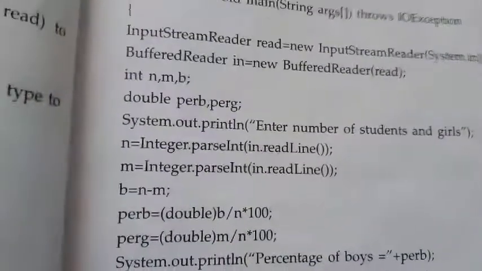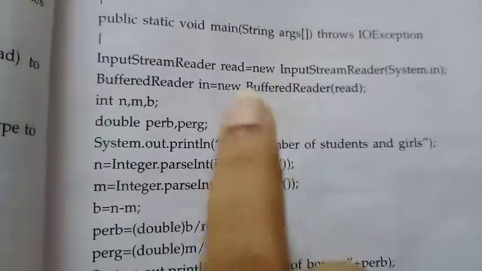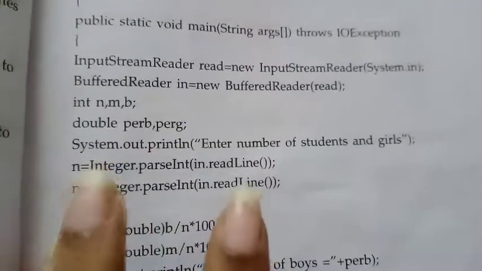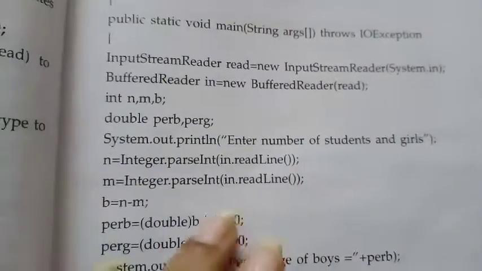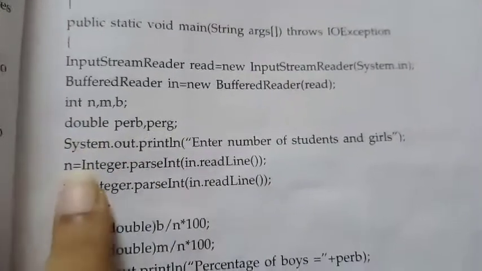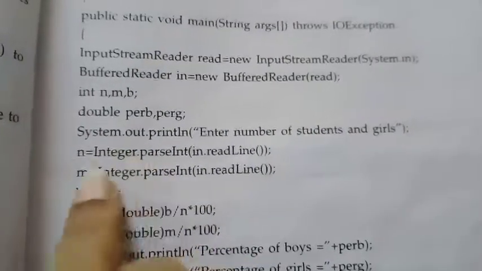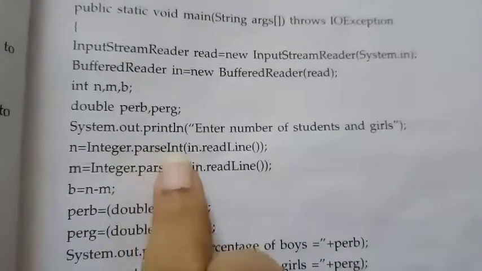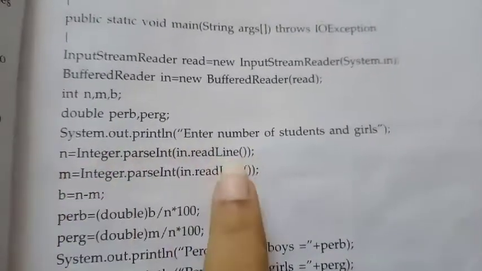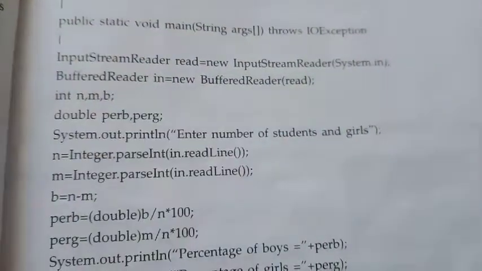Whatever the data type is, it will be saved in character form only. To convert that character type into other data types like integer or double or string, we have some functions to convert it. This is the function. Integer is the class name, and parseInt is the function used by the Integer class to convert the data, that is, the character read by the input stream reader.